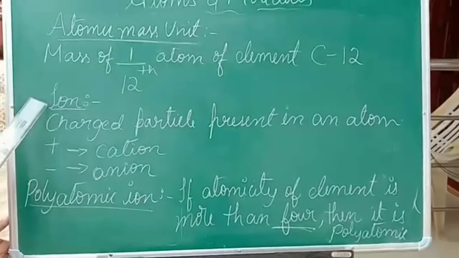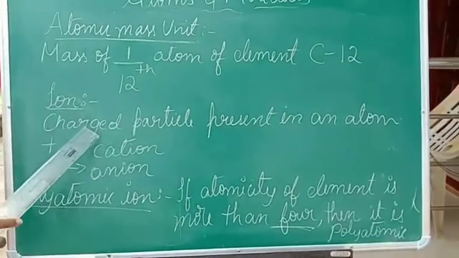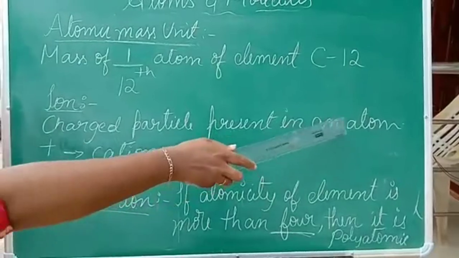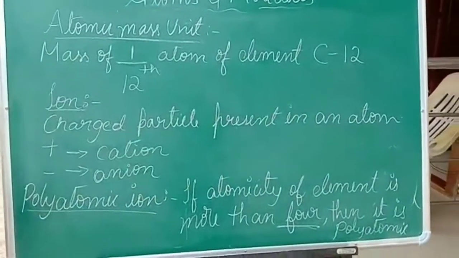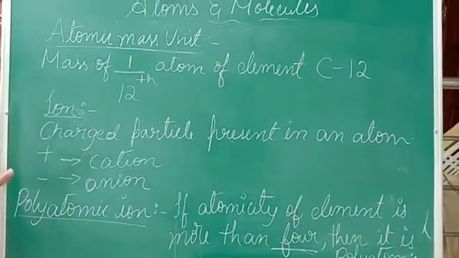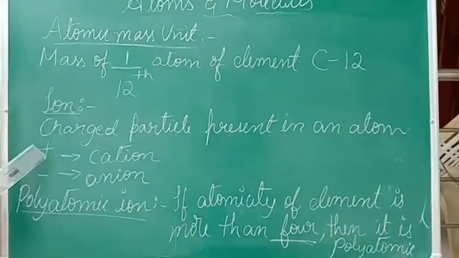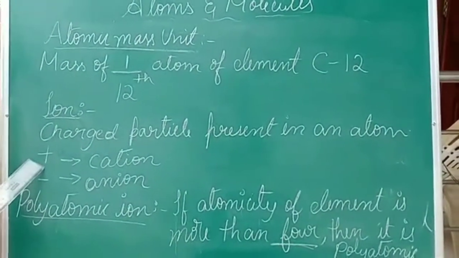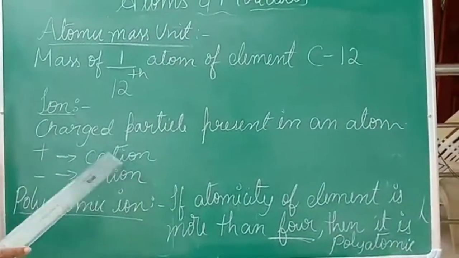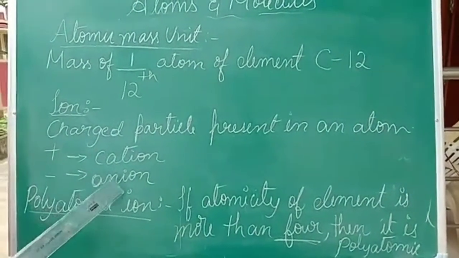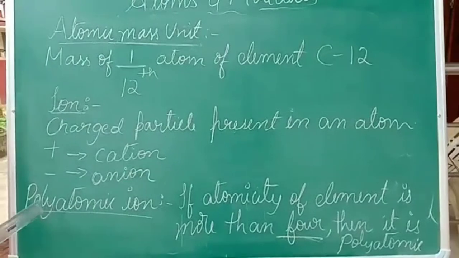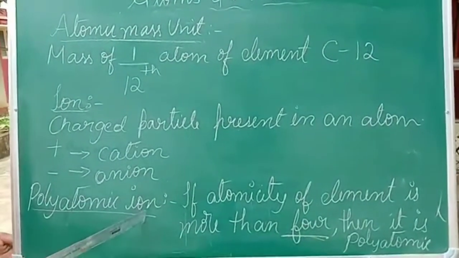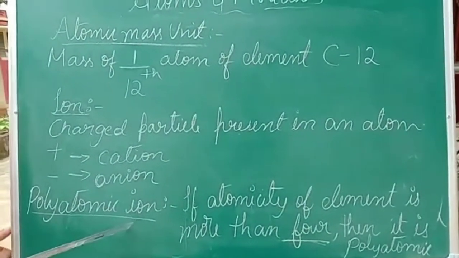Okay, so I repeat, what is ion? Ion is a charged particle present in an atom. In the charged particle, there are two different charges: one is a positive charge, another is a negative charge. So positively charged ions are called cations, and negatively charged ions are called anions. So the next one is polyatomic ion. What is polyatomic ion?